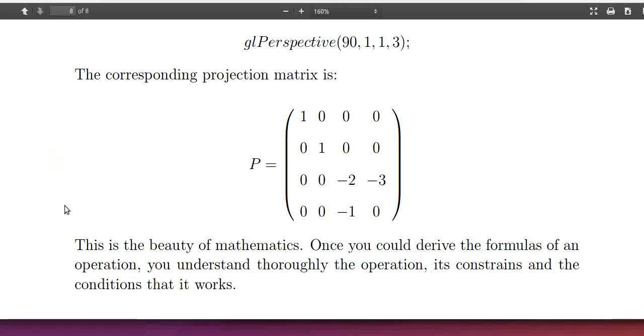Now, this is the beauty of mathematics. Once you derive the formulas of an operation, you understand the constraints and conditions under which it works. Okay. So you may want to go through the derivation yourself.